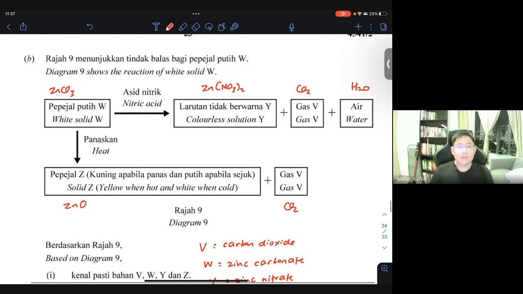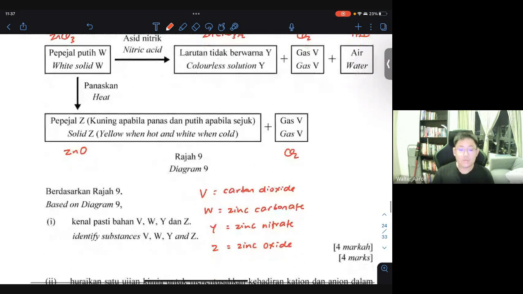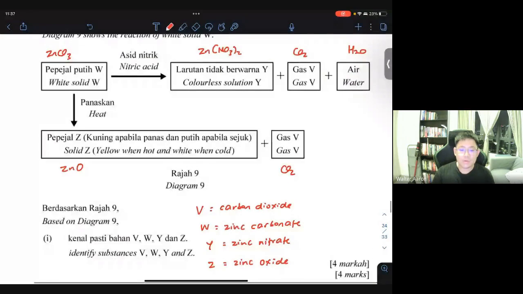Okay, B is actually what we call a chemical analysis question. White solid W is added with nitric acid, you get a colorless solution of Y, and gas V being formed, and then you get water being formed. And then after that, if you heat up white solid W, it turns into solid Z, and you get gas V, which is CO2. So they're asking you to identify the different substances W, V, Y, and Z, which I already explained to you how I got.